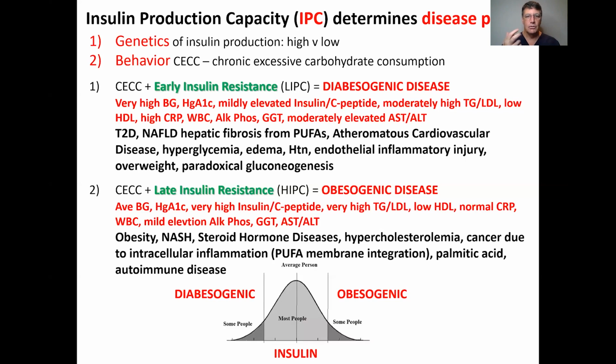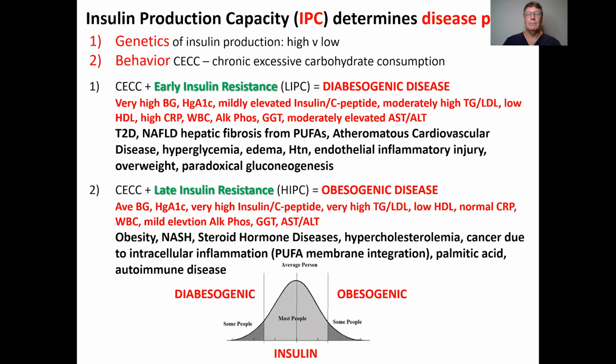And the diseases we see: type 2 diabetes, mostly fatty liver disease without a lot of fibrosis, unless a lot of polyunsaturated fatty acids are being consumed. We see atheromatous cardiovascular disease ramped way high. And here's the bizarre part, folks: often that atheromatous disease is not represented by massively high triglyceride or LDL counts. Yeah, they can be elevated, but they don't have to be to have this atheromatous disease.